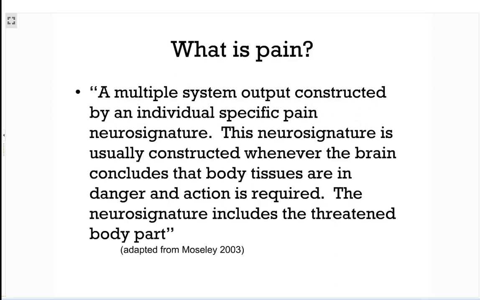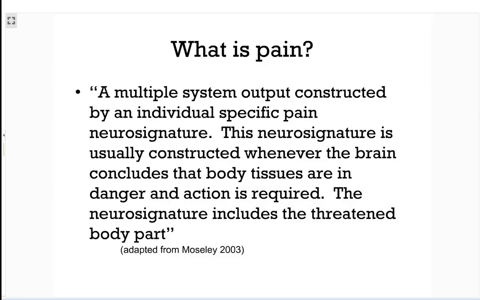Another definition that has been put forward by Lorimer Moseley, a prominent pain scientist in Adelaide, is that pain is a multiple system output that's constructed by an individual's specific pain neurosignature. The neurosignature is constructed whenever the brain concludes the body tissues are in danger and action required. And this neurosignature includes the threatened body part. So it just builds it a little bit more.